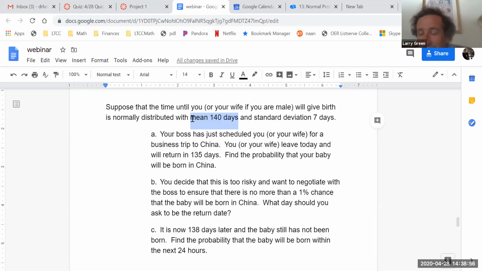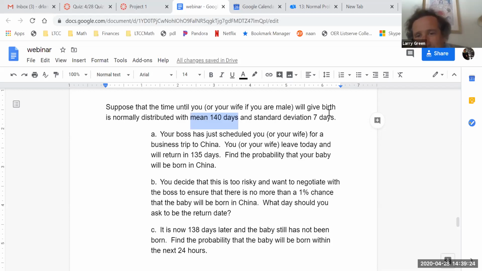Should I tell you? It's your due date, right? When are you expecting? 140 days. Does that make sense? So that's what that is, because that's what the mean is. Mean is what you would expect, your average, based on all the different women that have been pregnant, how many days it's going to take. And they call that the due date, right? That's the when are you expecting, when's your due date.